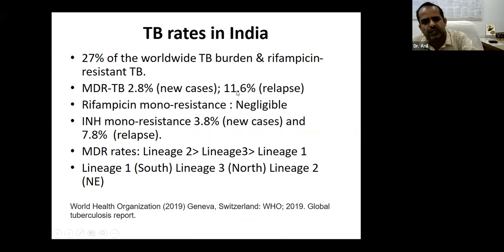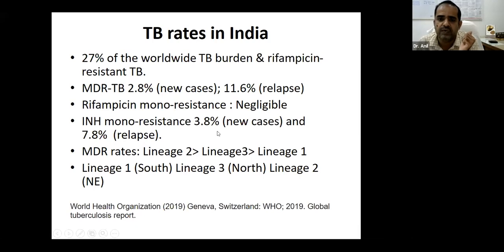So this is a snapshot of TB in India. We all know about it. We have the highest number of TB patients. 27% of the TB burden, 27% of the rifampicin resistant TB also in India. Highest. And MDR TB is 3% in case of new cases, 12% in case of relapses. Rifampicin monoresistance is negligible. So if you find a rifampicin resistant by GeneXpert, invariably it's MDR. You can consider it as MDR because INH resistance must be there, or some additional resistance is also there. That you will come to know only if you do a DST or you do a whole genome sequencing.